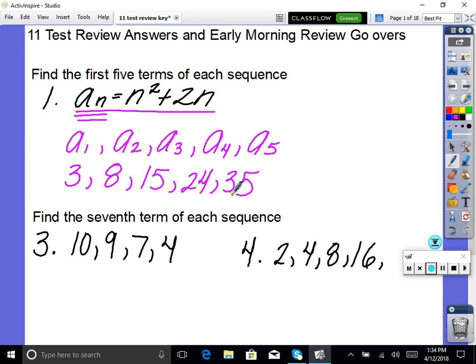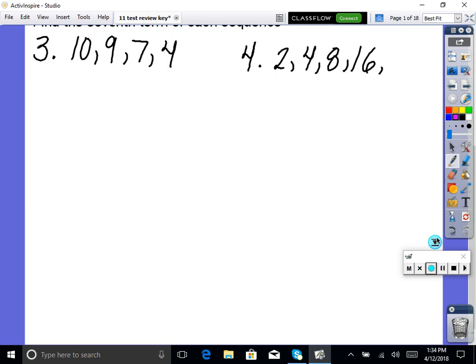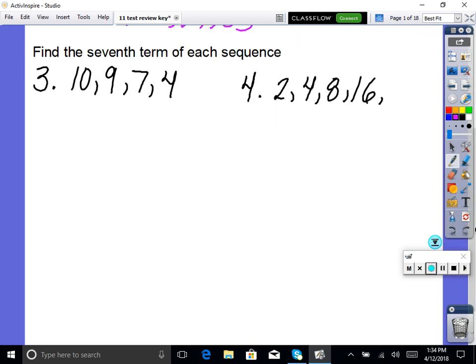That's the same for number 2, so I'm not going to do one just like that. Let's move on to number 3. It says find the 7th term of each sequence. So first of all, we've got to determine, can we do this with a formula? If not, we're going to have to do it the long way. So if there's a common difference or common ratio, we know it's arithmetic or geometric.